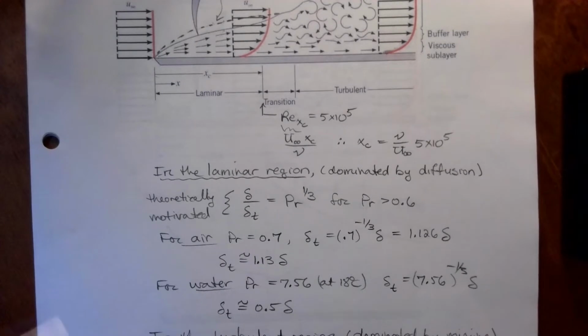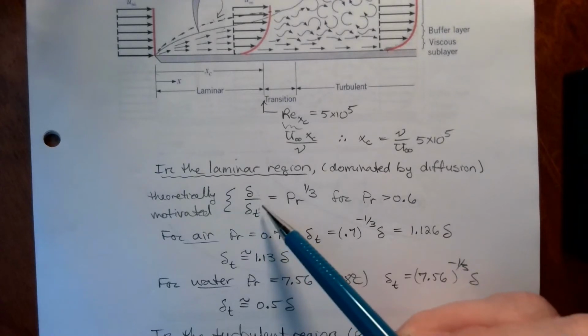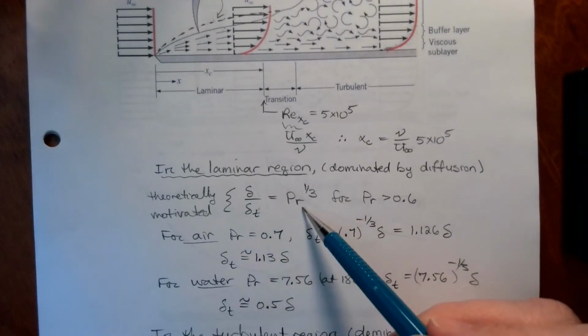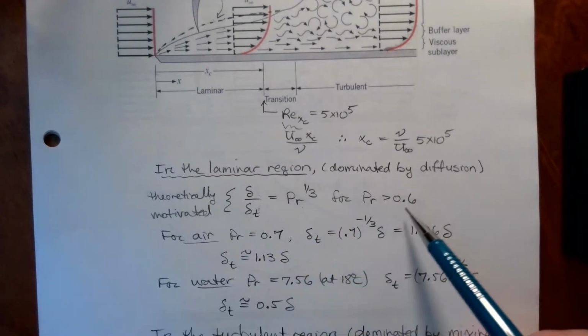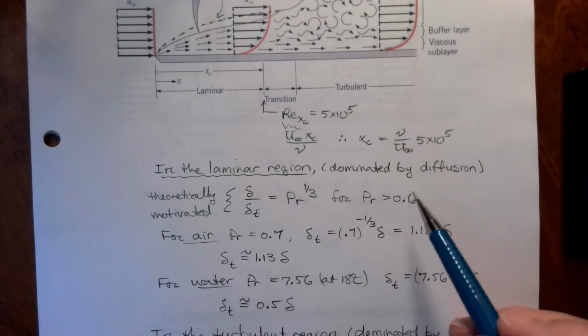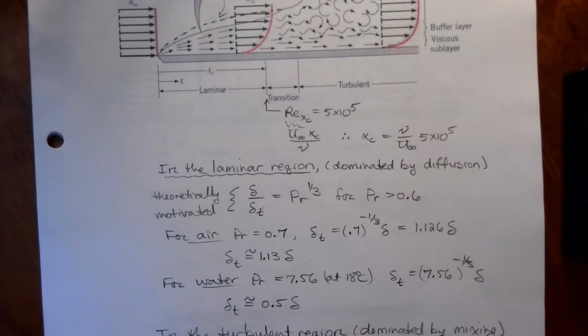In the laminar region, the ratio of the two boundary layers, this is motivated theoretically, is actually Prandtl number to the 1/3. Alright, this is valid for Prandtl numbers greater than 0.6. For air, the Prandtl number is 0.7. For water, it's 7 point something. And so, for many engineering applications, this is valid. Prandtl number is typically large.